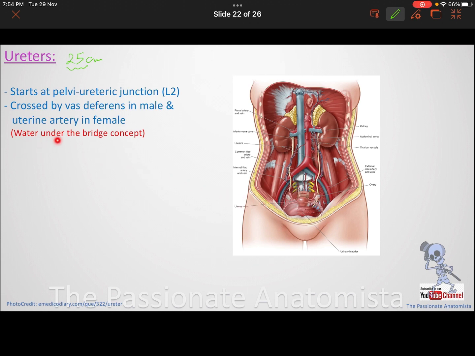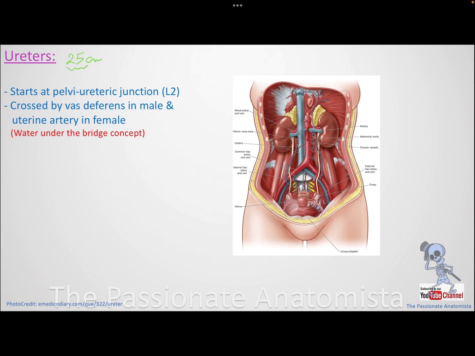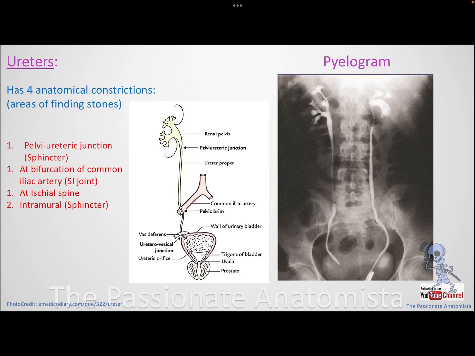It's a concept called the water under the bridge concept. It's crossed by the vas deferens in male and the uterine artery in female, and it's very important that during ligation of one of these two structures in male or female, we should not get confused between them and the ureter, because you will have a problem with the renal system. More details about the idea of the water under the bridge are actually explained in the reproductive module playlist, so I'm not going to explain that here. If you need to know more about that, you can go ahead and watch those videos.